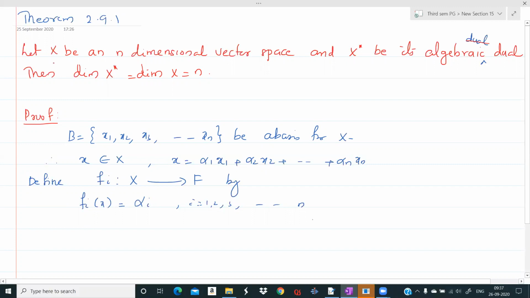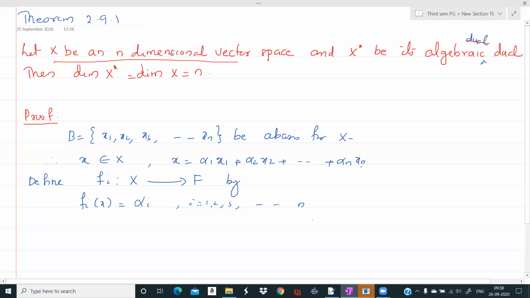So given that X is an n-dimensional space, let B equal x1, x2, x3, etc., xn be a basis for capital X. ഇനി ഇത് basis ആണെന്ന് പറഞ്ഞാൽ എന്താ അർത്ഥം? Every x belonging to capital X can be uniquely represented as a linear combination of x1, x2, x3, etc., xn. That means there are unique scalars such that x is equal to alpha 1 x1 plus alpha 2 x2 plus etc. plus alpha n xn.